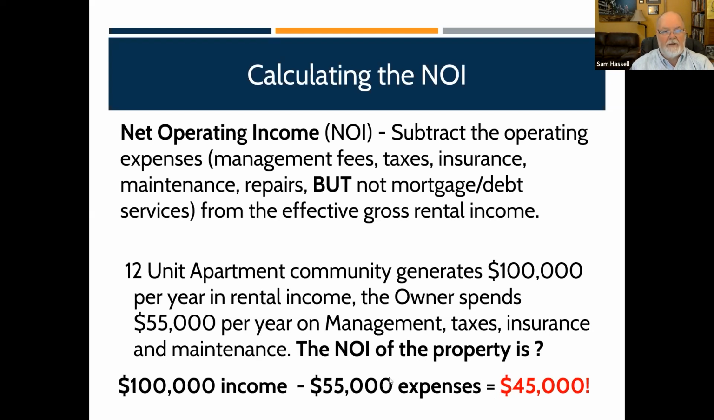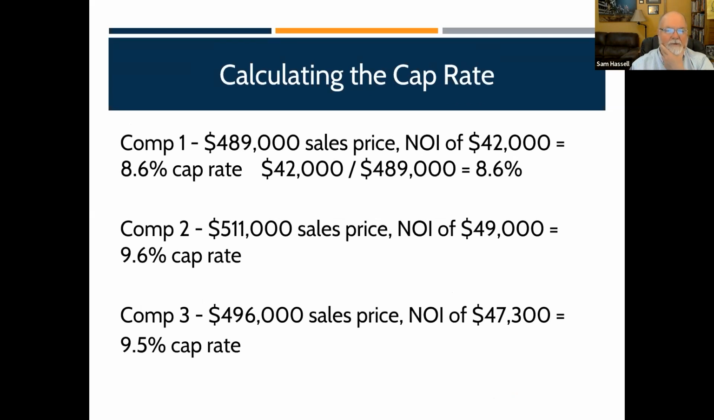So let's look at doing this with comps. I need to figure out what a cap rate would be. What's a good cap rate? If I want to invest in this building, I want to know what I can expect for my money. In this particular case, we have three comps. Comparative number one had a sales price of $489,000, net operating income of $42,000. They worked off of an 8.6 capitalization rate. And simply, this is how they did it.